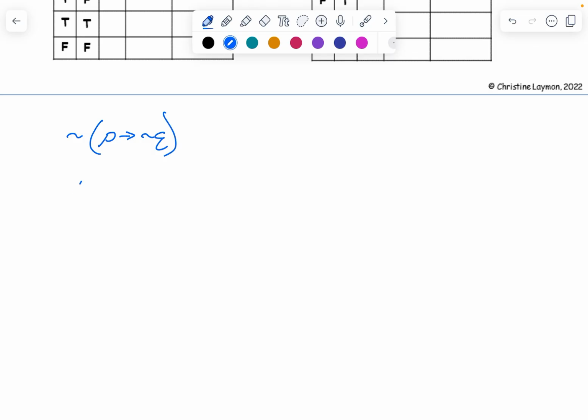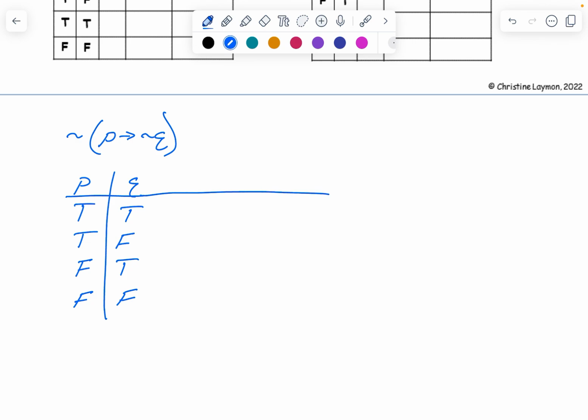So we would start with P and Q, and then we'll start with that, right? We'll just start with that right now. So you can do this however you want. I just always do it this way. But as long as you have all 4 combinations, that's all that matters.